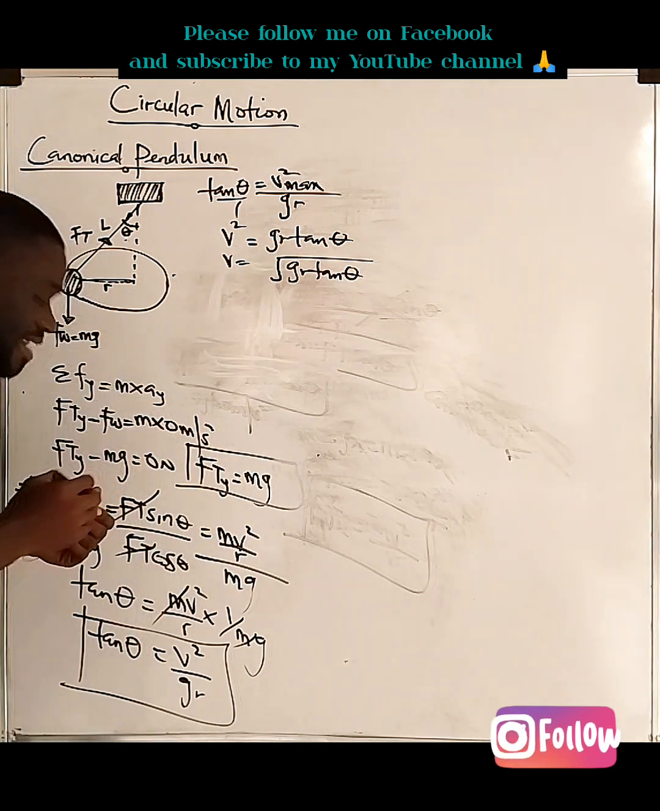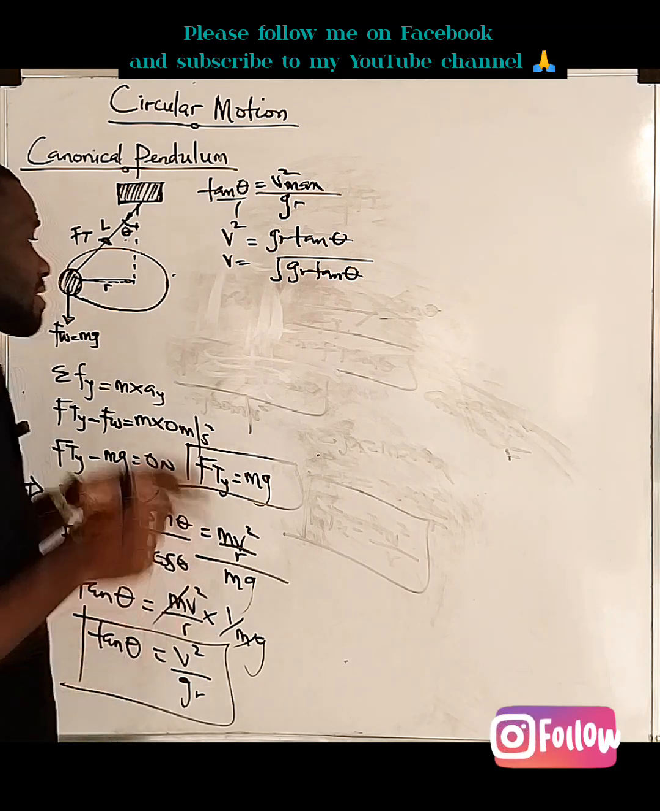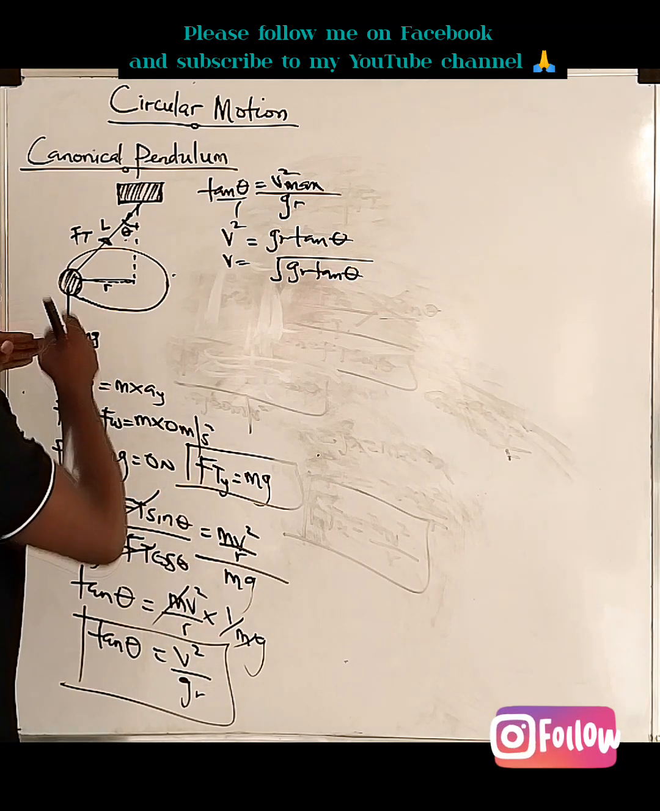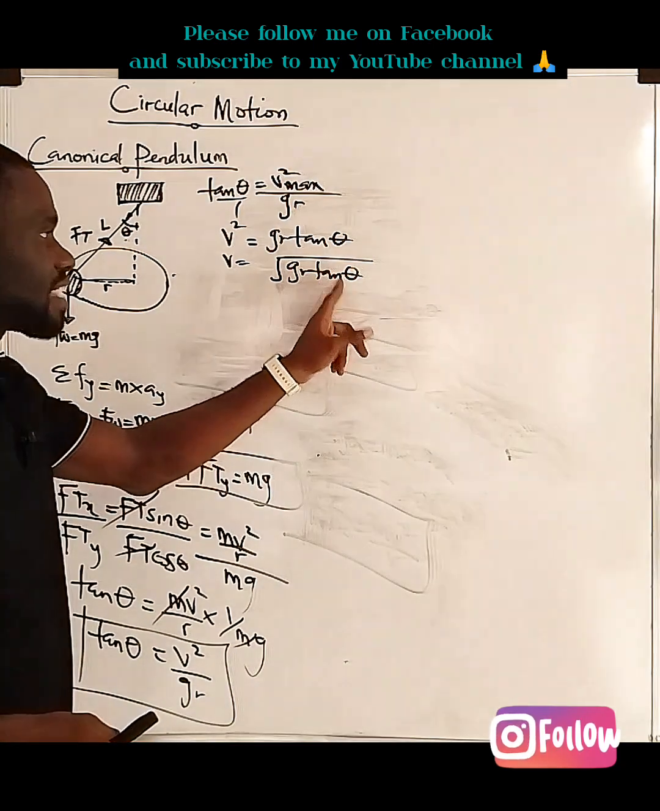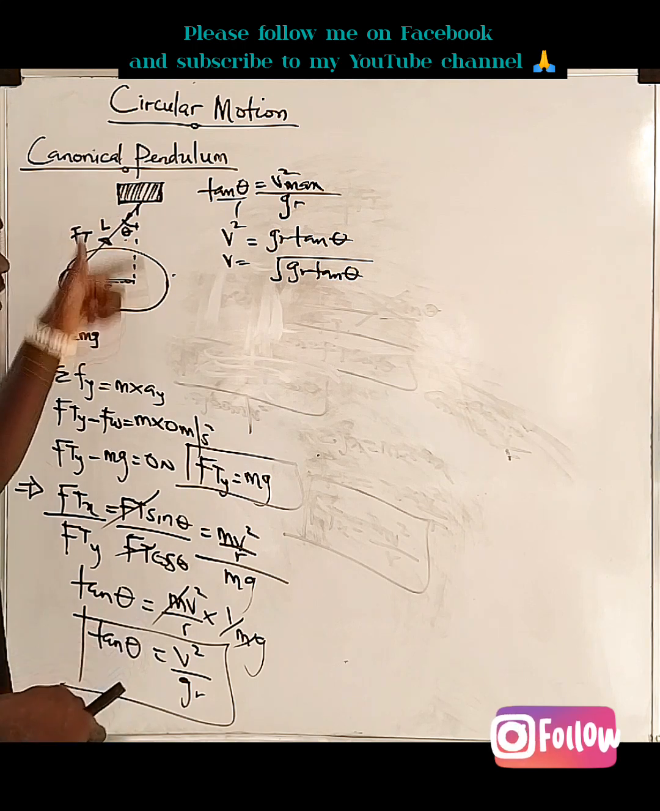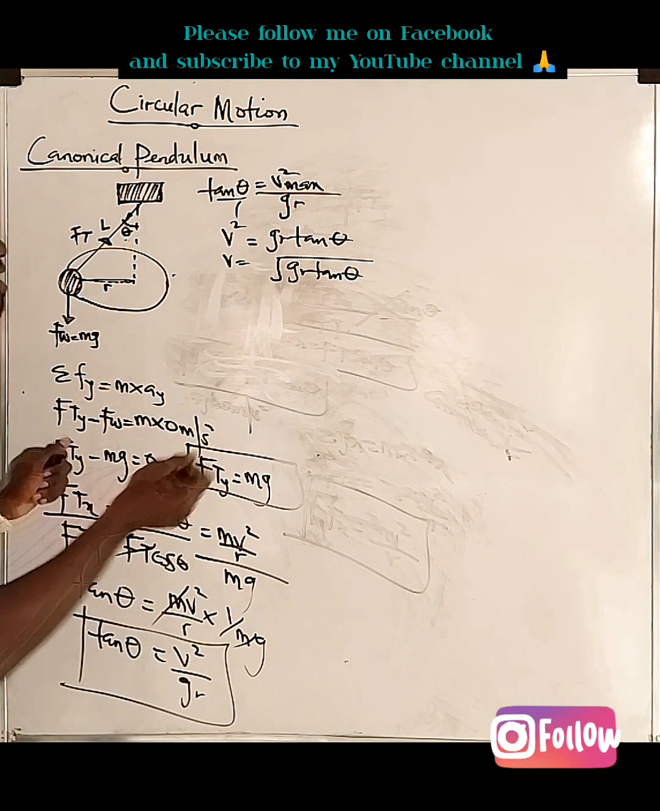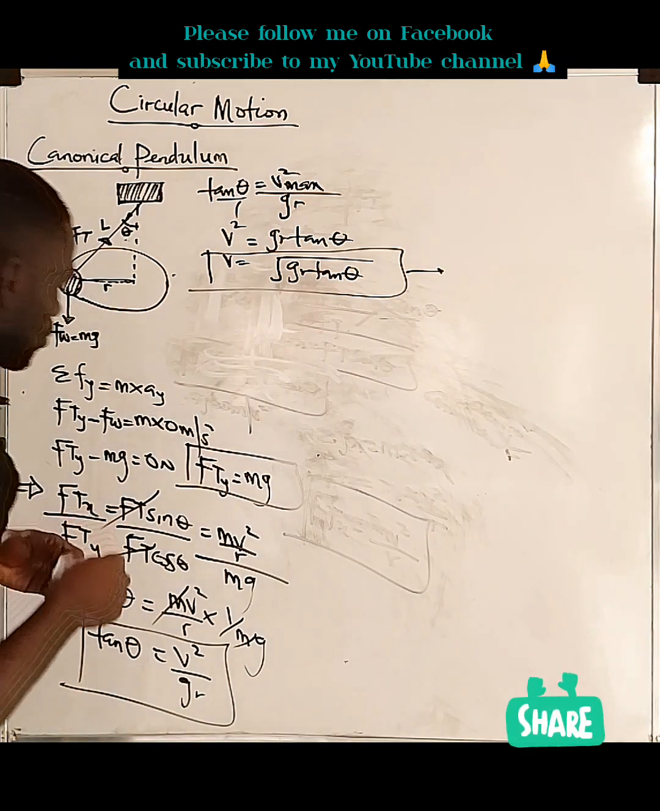So the maximum speed, or generally the speed with which this given body covers the circular motion, is the square root of gravity times radius times tan of this angle, the angle the string makes with the vertical. Now that is one major powerful formula, very important. You have to know that.